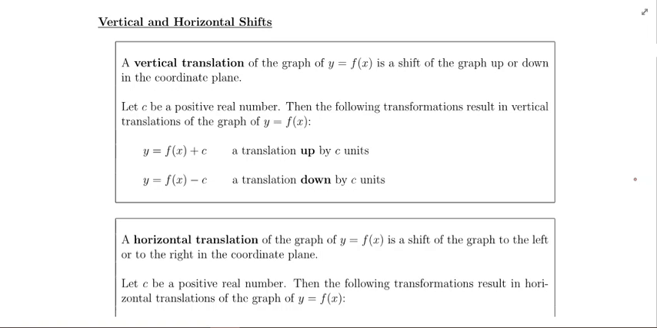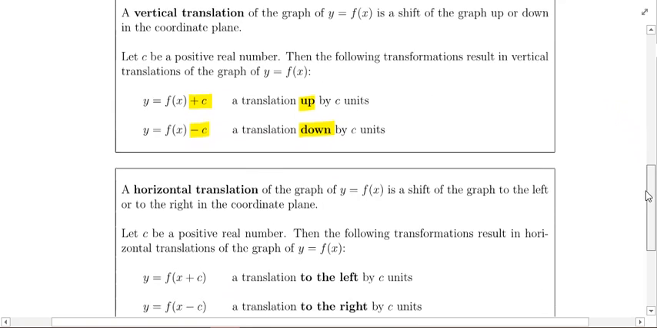Then it says c is a number. The way you can read this is kind of mathy, but f of x is your basic function. So if you take your basic function f of x and you add to it, there's no parentheses, you're going to go up by that many units. If you take your basic function f of x and you subtract from it and there's no parentheses, you're going down by that many units.